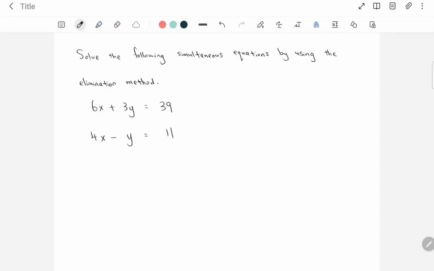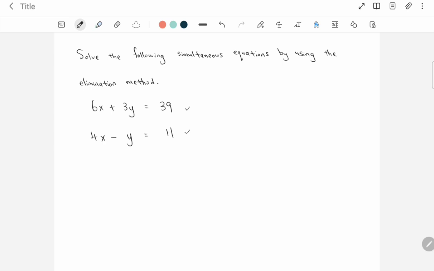Hi everyone, in this video I'm going to show you how we can solve simultaneous equations by using a simple elimination method. Let's say we are given two equations here. We have 6x plus 3y equals 39, and another equation is 4x minus y equals 11.